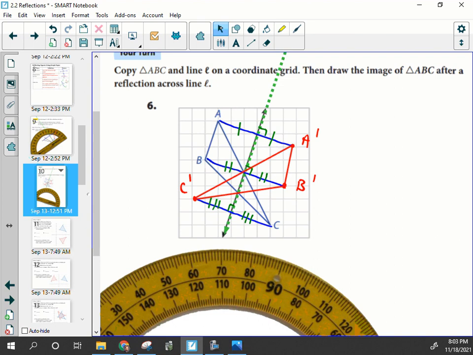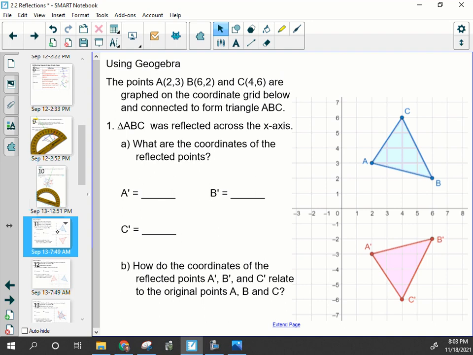The next thing that we are going to look at here is we're going to discover some coordinate rules on the grid. So it says using GeoGebra. Well, you will notice in your thing, you're not going to actually use GeoGebra. We use GeoGebra to get the graphs. We are starting with triangle ABC, which is the blue triangle on my screen. Yours is in black and white, but it's the blue one, which is above in the top right there of the coordinate grid.